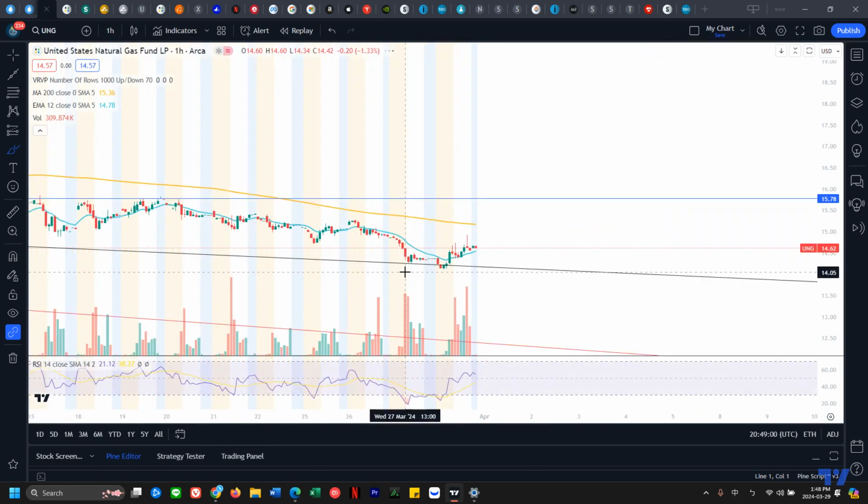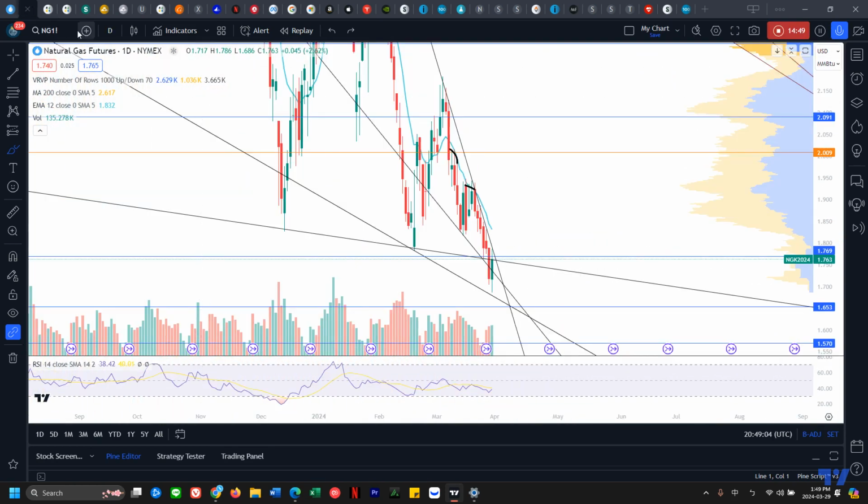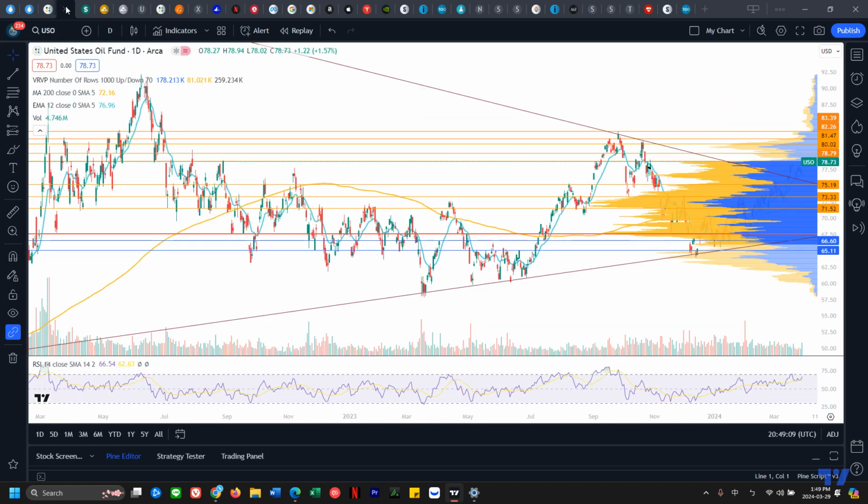All right, so we'll see if bulls can pull it off. They're breaking out of this falling wedge, and maybe we'll get some bigger upside from there.